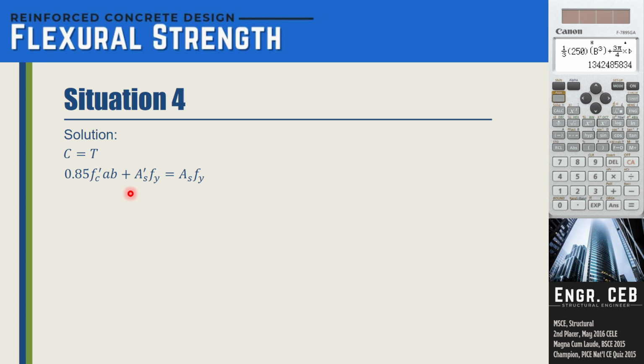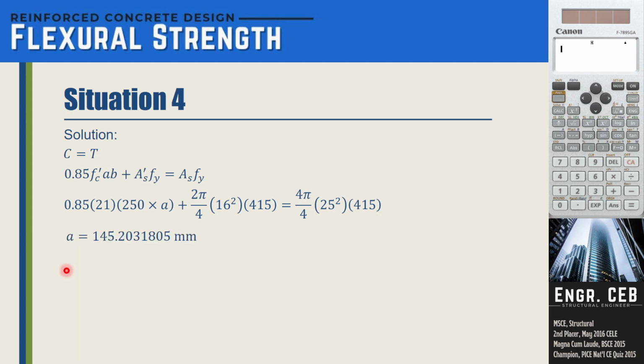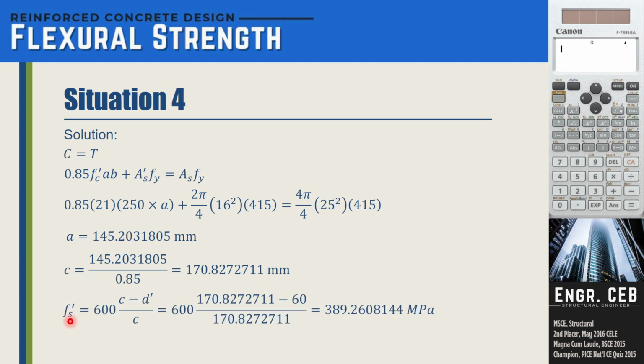Okay, so we substitute the values: 0.85 fc prime 250 a plus area of the compression reinforcement times 415, and then area of tension steel times the yield stress. So we can solve for the value of a. Next, we are computing for c because we need to check if we have a valid assumption that fs equals fy. So let us compute for c. So 145 divided by the beta, which is 0.85. The value of c is 170.8272711 millimeters.